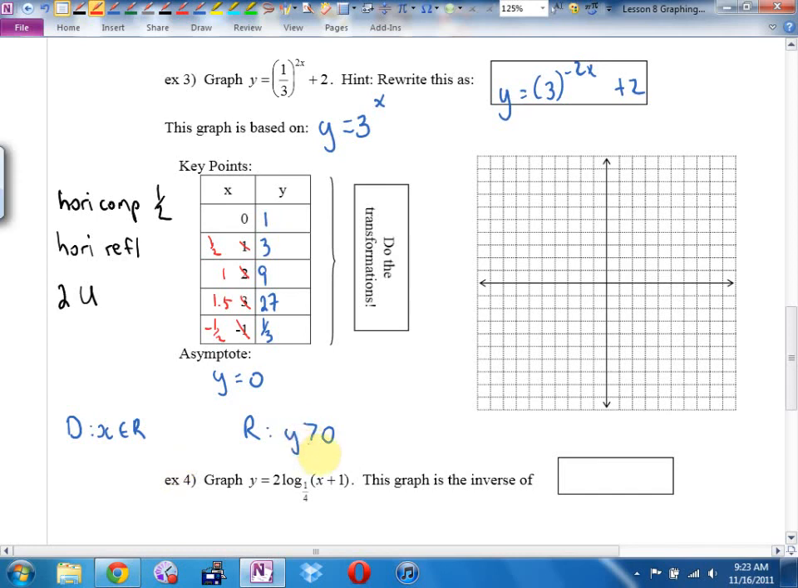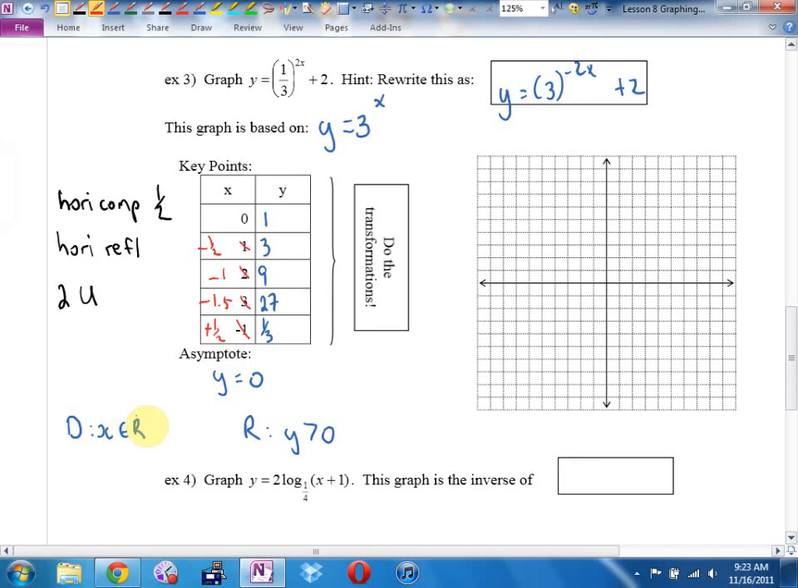Check. Horizontal reflection. Anything with an x is going to become negative. What's negative 0? Oh, 0. Negative, negative, negative. Oh, this one's going to become positive. And the range isn't going to change because they take your range and you flip it. I'm pretty sure that still ends up from negative infinity to positive infinity.